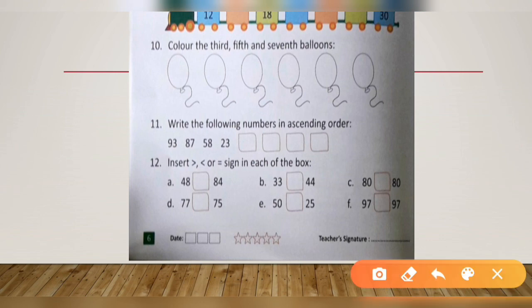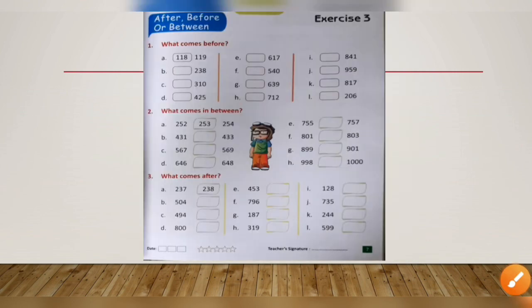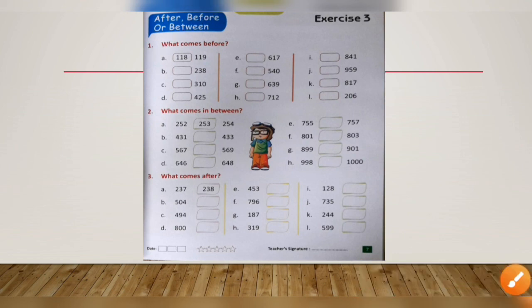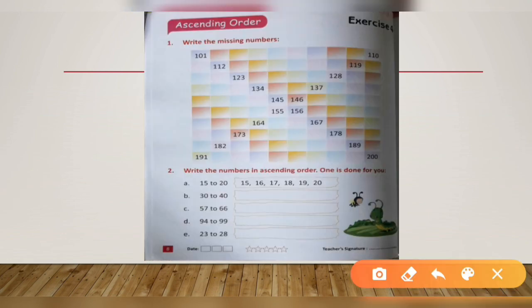Same as the previous page. Solve this on your own. Okay. Next page. This page is your homework. Solve this page and the next page at home. This is before number, after number, between number. You can do this. We have already discussed all of this type of maths. So solve this page and this page in your book. This is your homework. Okay. Thank you.